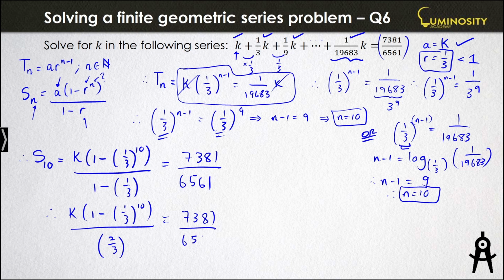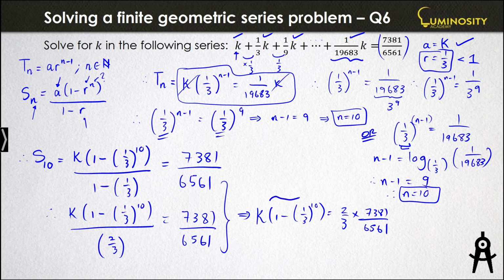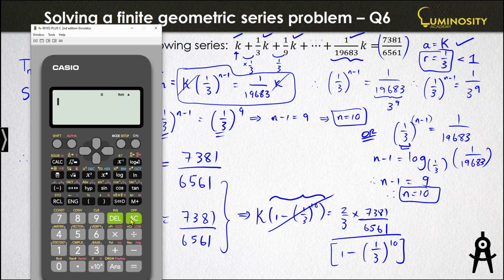That's equal to 7,381 over 6,561. But now, how do I get rid of this 2/3 in the denominator? I need to multiply both sides by 2/3. So that gives me 2/3 times 7,381 all over 6,561. And then how do I get rid of this entire multiplication factor here on that k? Well, I simply divide both sides by that entire number. So I've done all the algebra in one step. I can go to my calculator now and put it in very carefully.